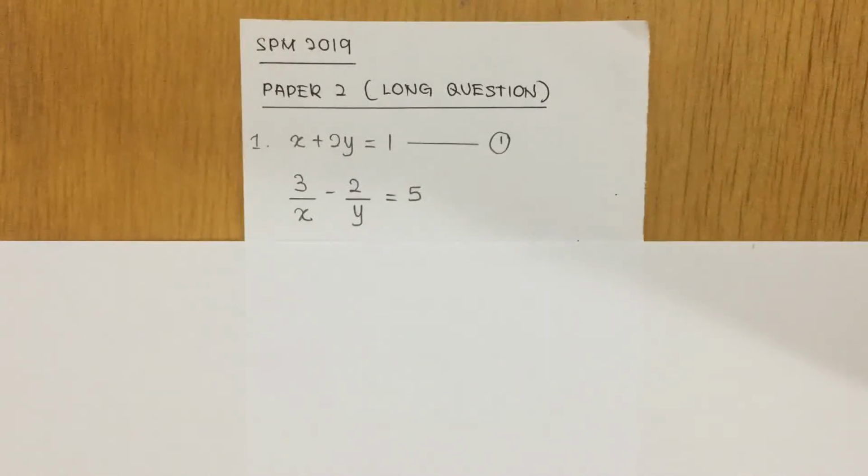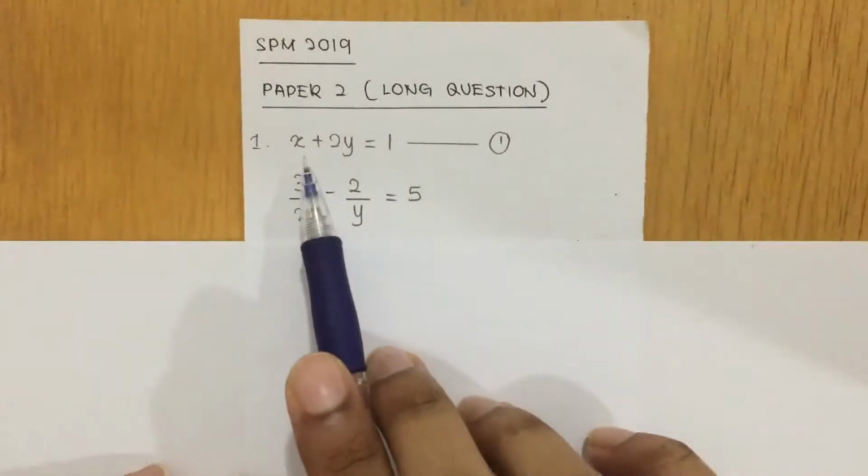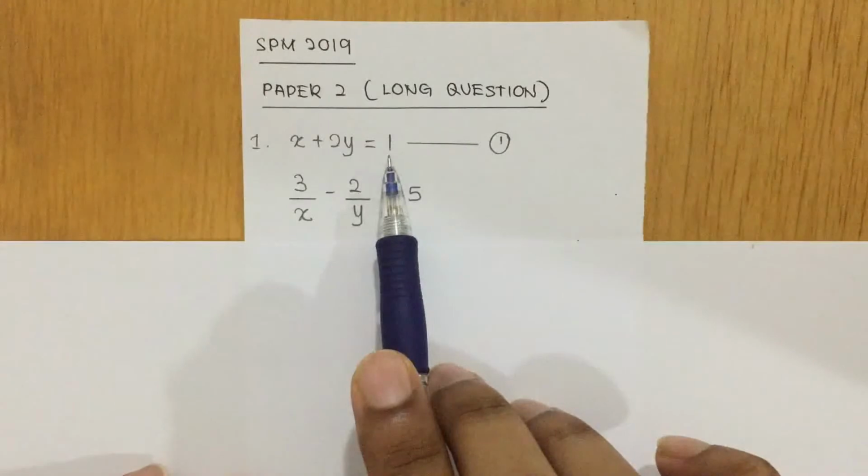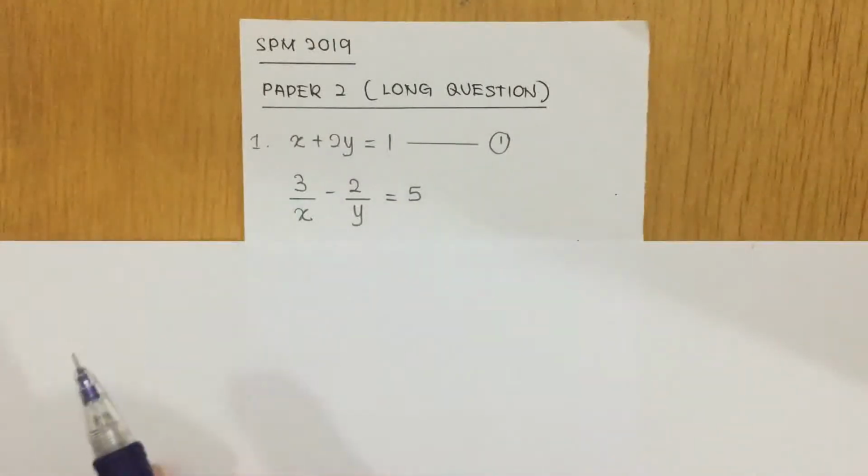Okay, as you look over here, this is the SPM 2019 paper 2, also known as the long question, the question number 1, guys. Okay, let us begin. So we write our first equation here, x plus 2y equals 1. So you label it as the first equation.